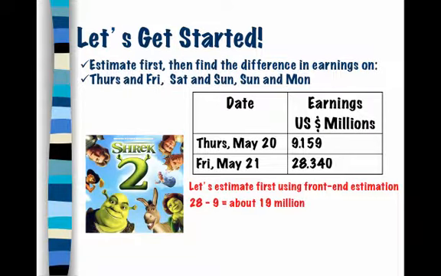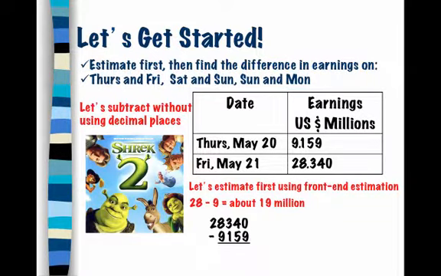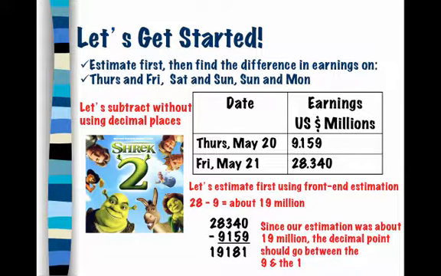Oh, I'm sorry, I have to read. We're finding the difference in earnings. So now we're not talking about sums, but we're now subtracting. So 28 minus 9 is about 19 million. Same strategies now, except we are subtracting. When we subtract, we actually get a number of 19,181. Naturally, our decimal place should go in between the 9 and the 1 to make $19.181 million.